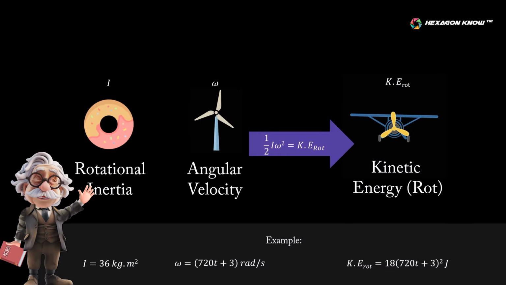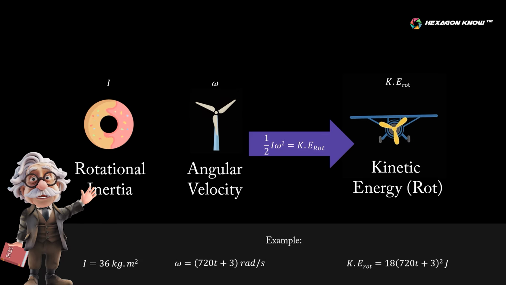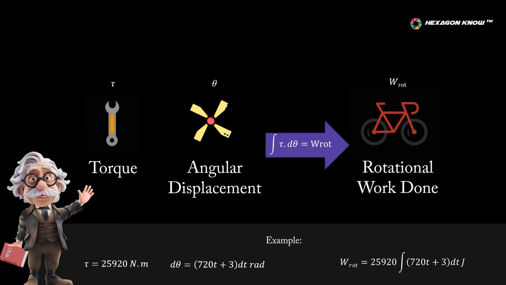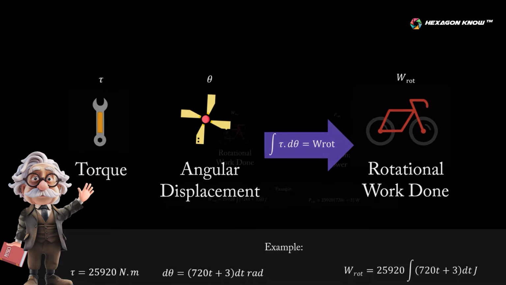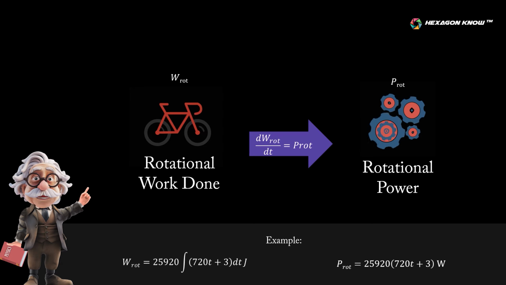Now, by using the rotational inertia and angular velocity, we can calculate the rotational kinetic energy. By using the torque and angular displacement, we can calculate the rotational work done. If we calculate the rate of change of the rotational work done, we have the rotational power.